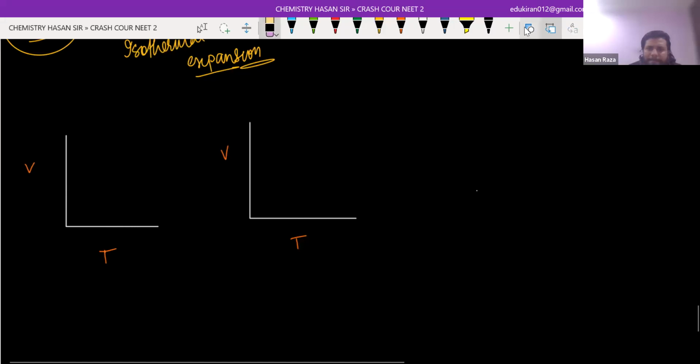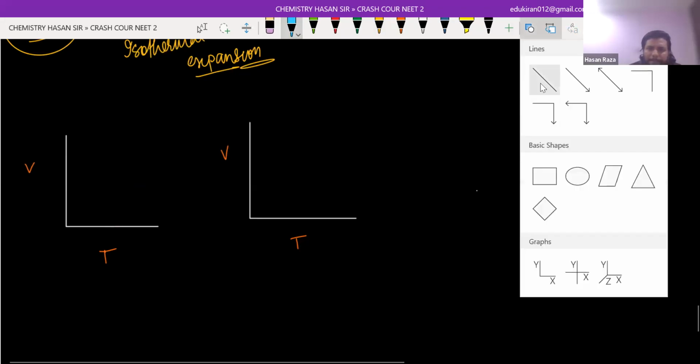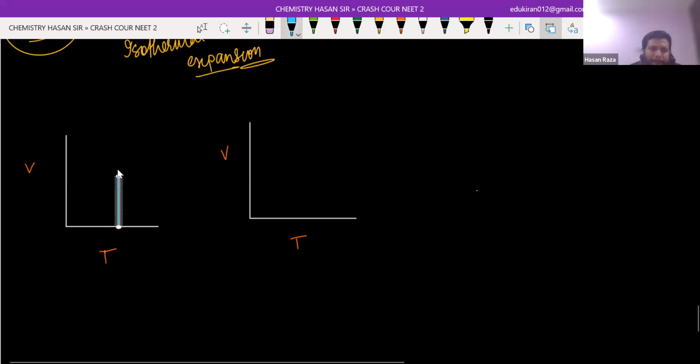You can see that it is like this. Temperature here is constant. Temperature here is constant. So you can plot like this. Temperature is constant, yes or no, in this process? Now you just need to show the direction.